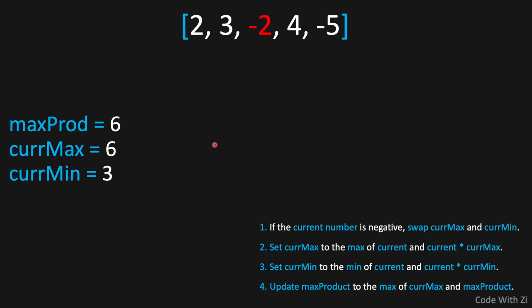In this round, we're going to have, again, the same thing. We have to follow these 4 rules each time. We're going to say if the current number is negative, well, yeah, it is. Swap currentMax and currentMin. Well, let's swap them like so. As you can see, we swapped them.